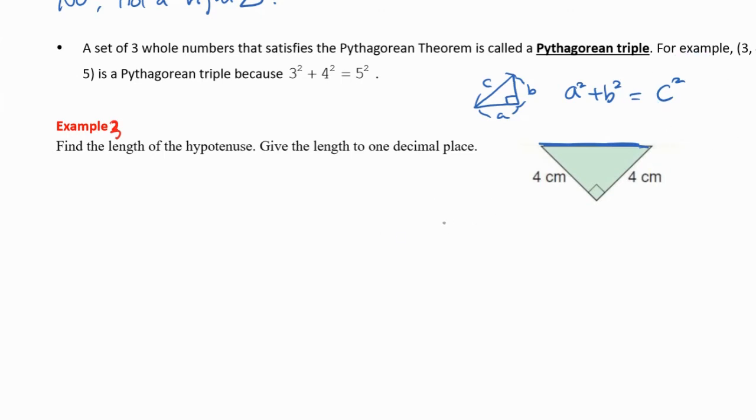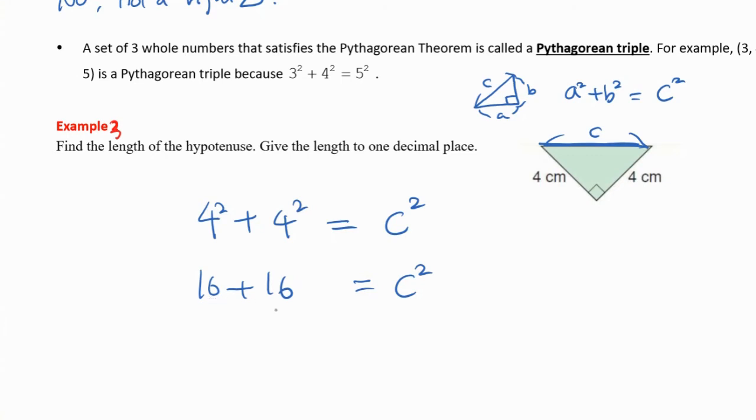Okay, so what we're going to do is 4 squared plus 4 squared. Let this be c squared. 4 squared plus 4 squared is 16 plus 16. That should be c squared. And 16 plus 16 is 32. c squared is 32, then c should be root 32. So square root of 32.